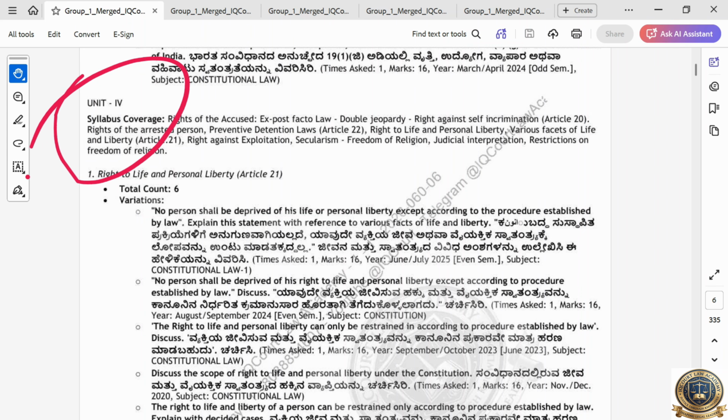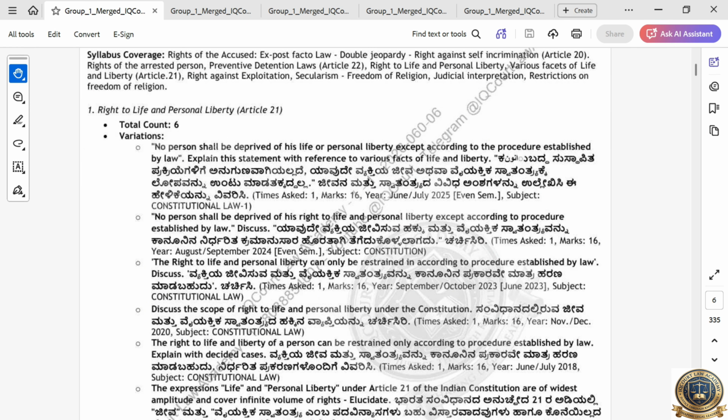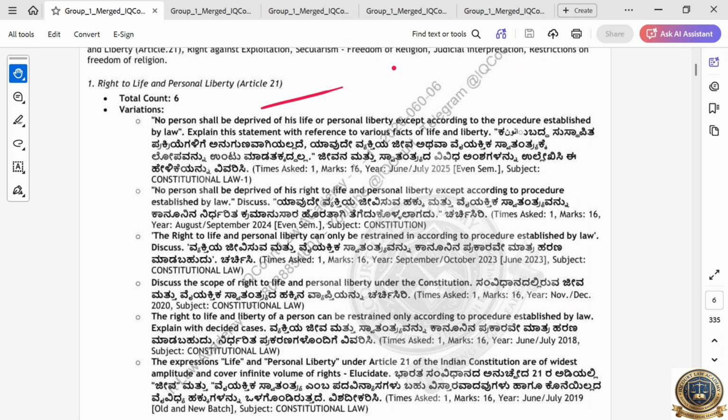Then we'll go to the 5th unit. This is a very, very important article. You should not forget this article, Article 21, right to life and personal liberty. Very, very important. No person shall be deprived of his life and personal liberty except according to the procedure established.